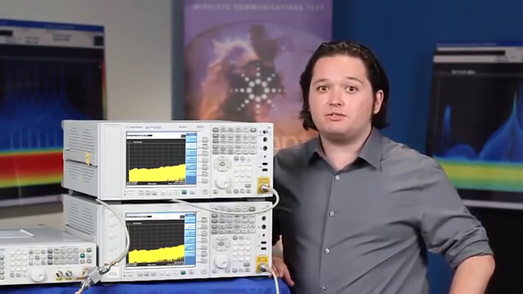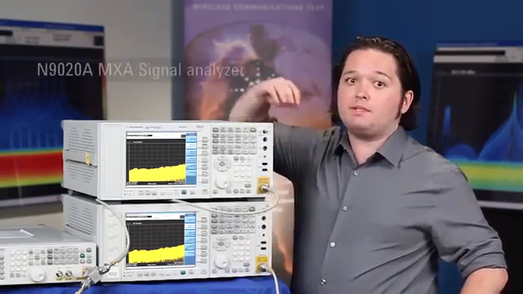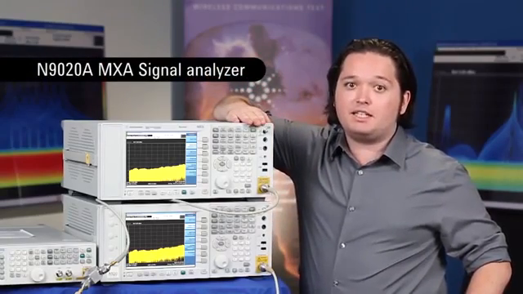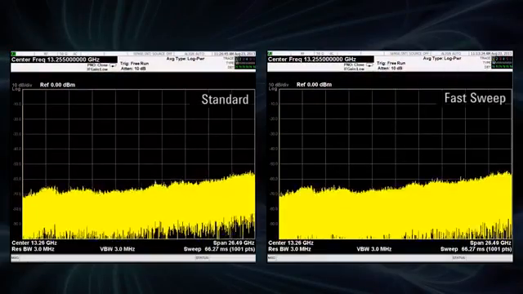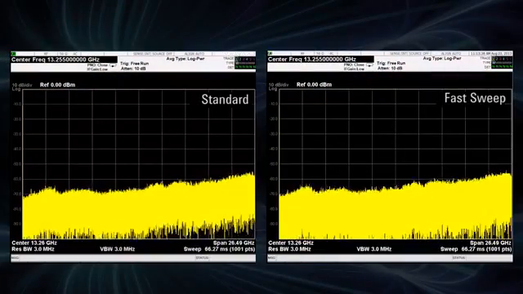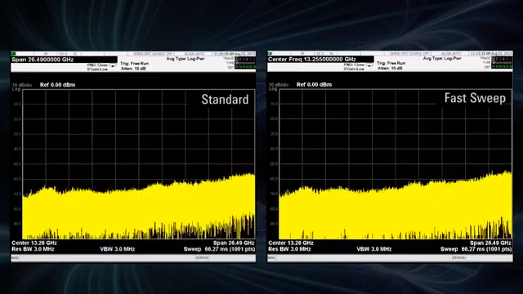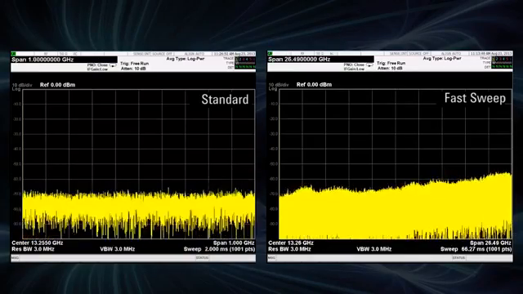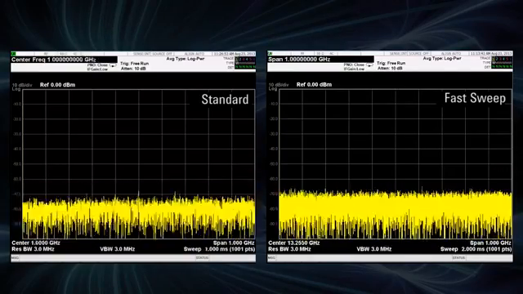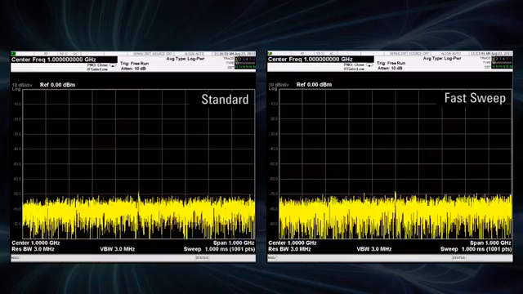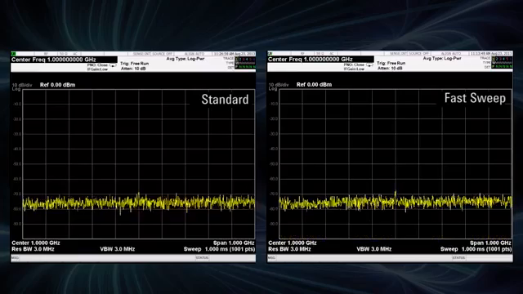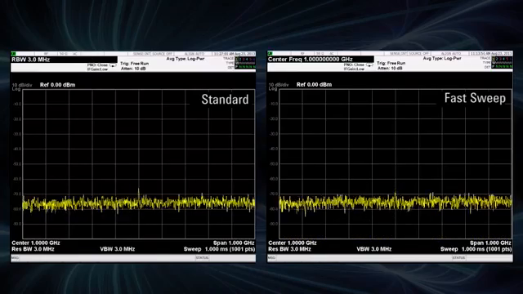In order to demonstrate the feature, I'm going to compare the sweep times of two identically configured MXAs, one with fast sweep implemented and the other without. First, let's set up both analyzers to measure a 1 GHz center frequency and span, using a peak detector. Notice that the sweep time is auto-coupled to the RBW, which allows the analyzer to sweep as fast as possible without amplitude or frequency errors.